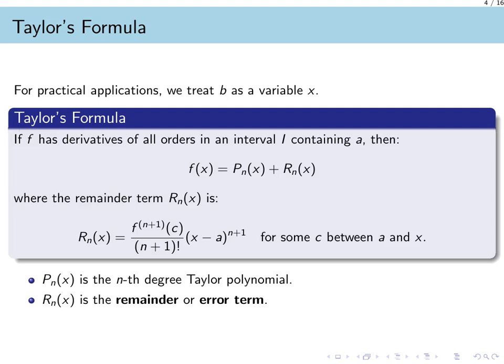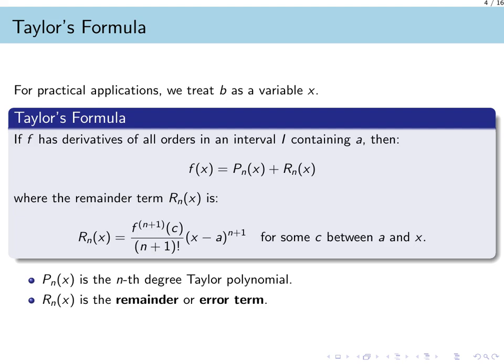This remainder term, also called the error term, gives the exact difference between the function's true value and the polynomial's value. The formula for this error is given by the n plus first derivative of f, evaluated at some number c between a and x, divided by the quantity n plus 1 factorial, all multiplied by the quantity x minus a raised to the power of n plus 1. The key insight here is that Taylor's formula provides both a polynomial approximation and a precise expression for the error involved in using it.